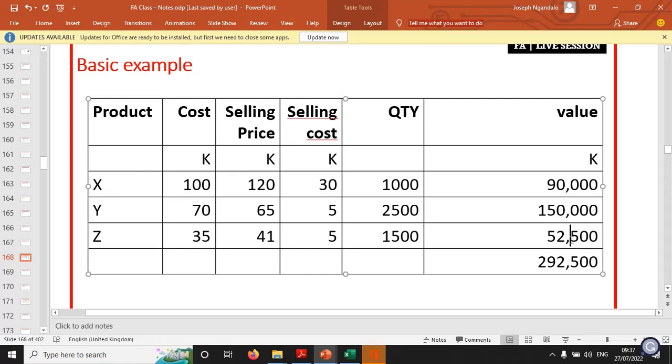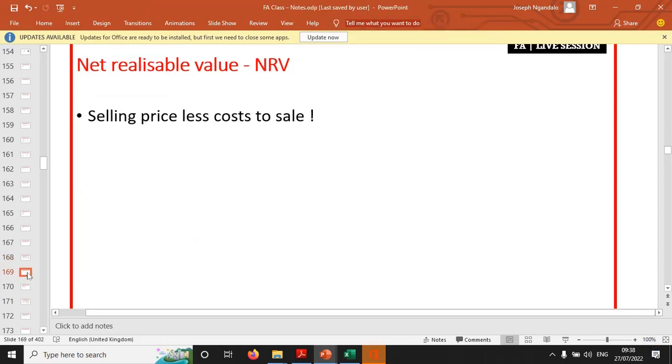Are we going to manage? Basic example. Meaning, not something that we should spend too much time on. Can we proceed? So, where do we go from there? NRV means what? Selling price less what? Cost to sell, NRV. That's what it means. It's as basic as that.